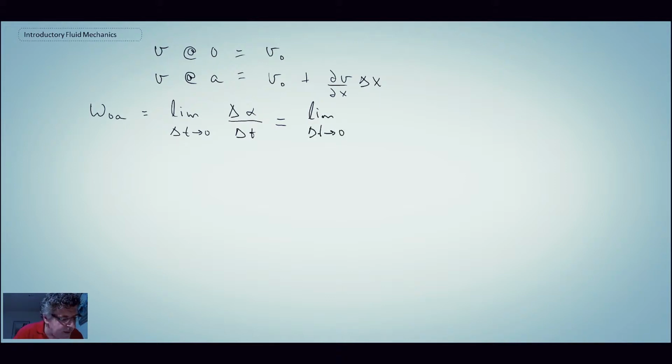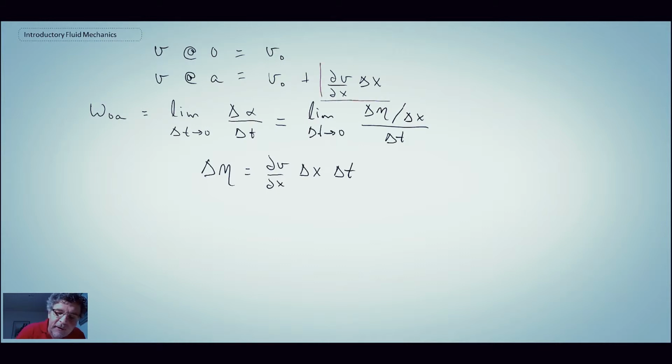We keep the limit. And using the small angle approximation, I can say that delta alpha is delta eta divided by delta x, and then I retain the delta t there. And the other thing that I know is that delta eta can be expressed as being the velocity at that location multiplied by delta x. What I've done here is I've taken my Taylor series expansion.